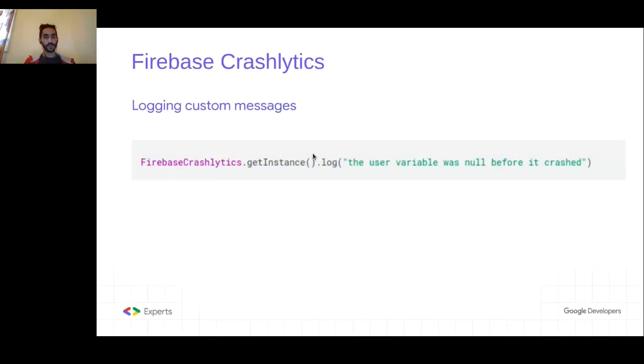You can, for example, log some custom messages along with the crash if it helps you figure out how to find the crash. You can call this class, FirebaseCrashlytics, then call getInstance and log that message. You can log any message that could be useful for you to figure out why your app is crashing.